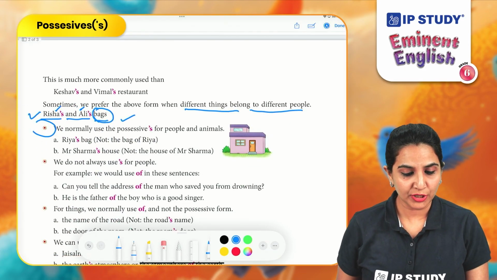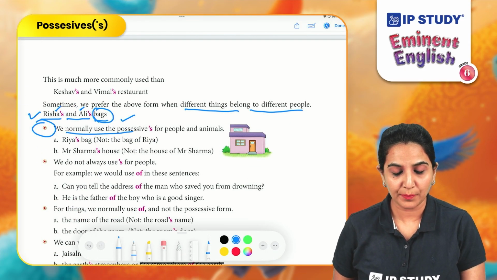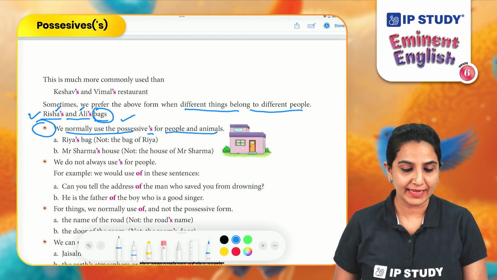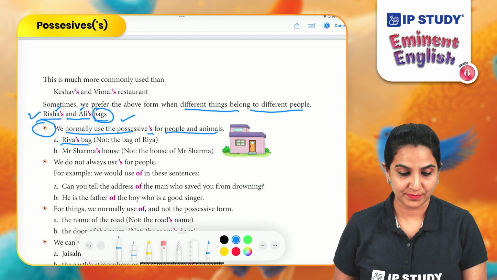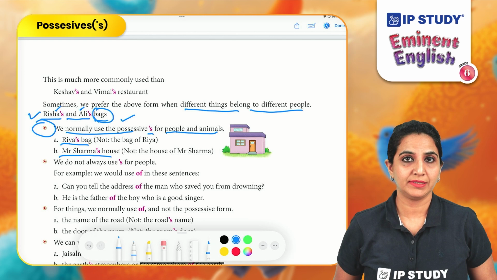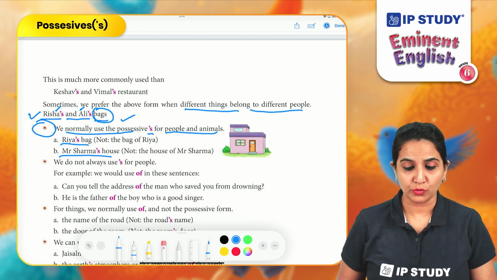We normally use the possessive apostrophe and S for people and animals, like Riya's bag, Mr. Sharma's house. So when you're talking about people or animals, you normally don't use of.